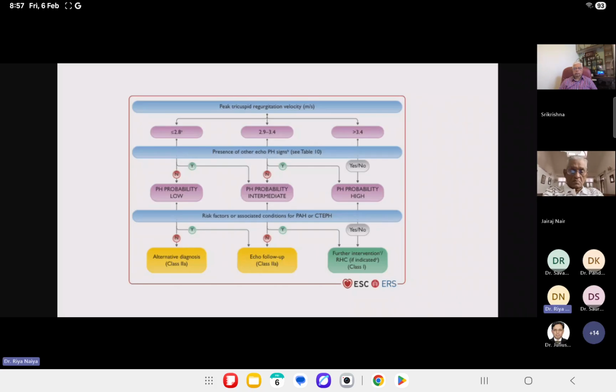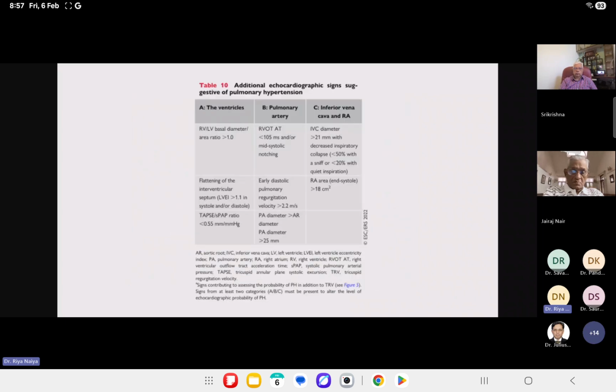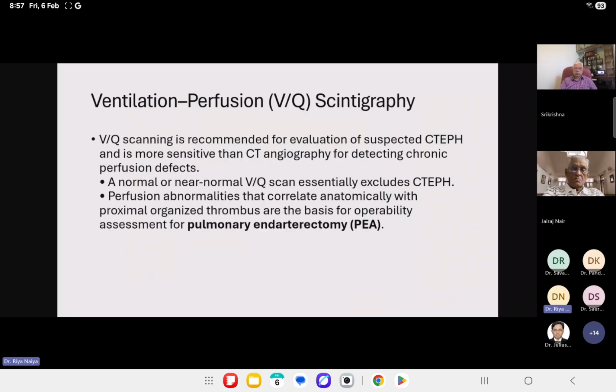The other modality of investigation is ventilation perfusion scintigraphy. VQ scanning is recommended for evaluation of suspected CTEPH and is more sensitive than CTPA, CT angiography, for detecting chronic perfusion defects. A normal or near normal VQ scan is essentially used to exclude CTEPH. Perfusion abnormalities that correlate anatomically with proximal organized thrombus are the basis for operability assessment in case of pulmonary thromboendarterectomy.